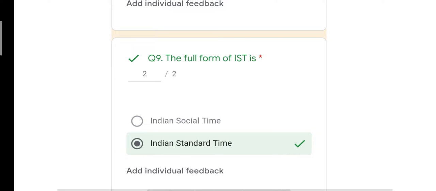Please read the chapters also, children, because questions will come from in between the lesson. Questions will not come from the back exercises directly. It is going to come from in between the lesson. So you have to read the chapters also. So here IST is Indian Standard Time.